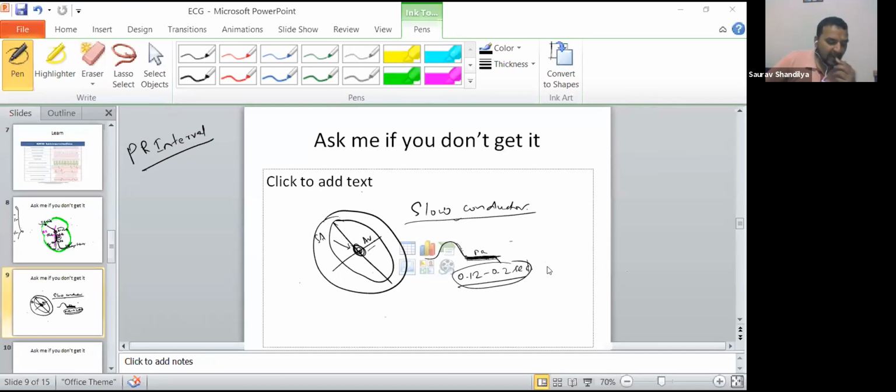Now, a very simple thing I'm going to ask you. Have you heard about, I'm writing it, heart block? Any one of you, in fact every one of you, would have heard of heart block, right? First degree, second degree, third degree. How do you differentiate?